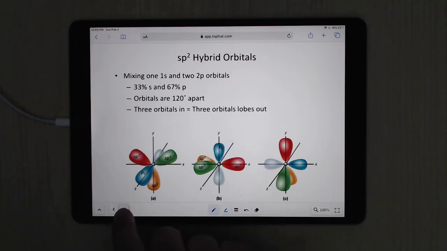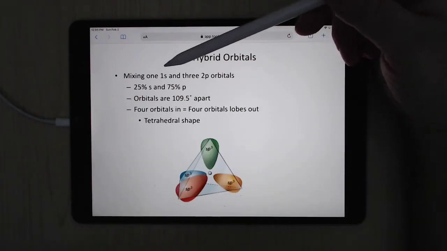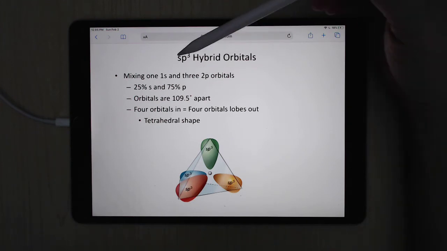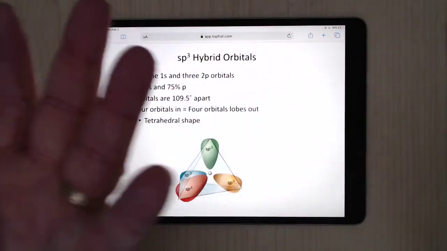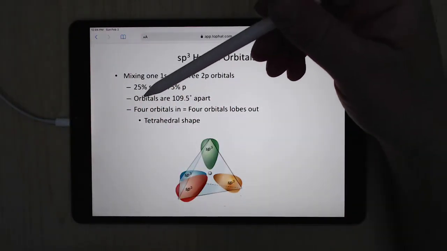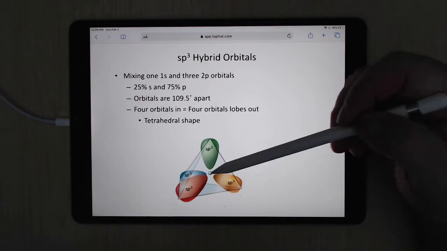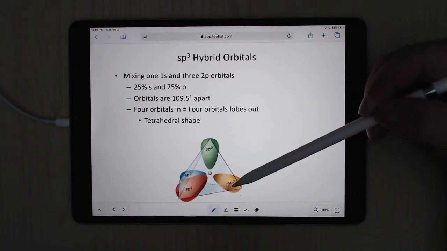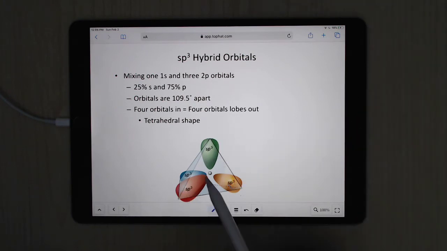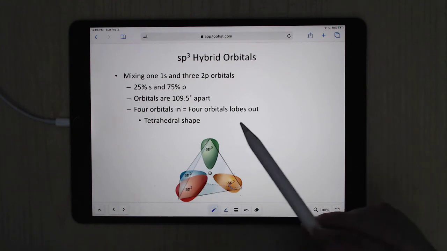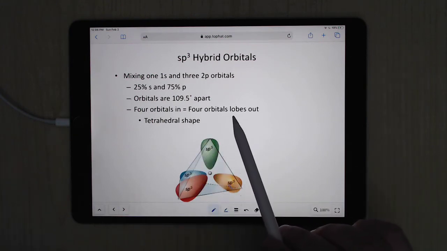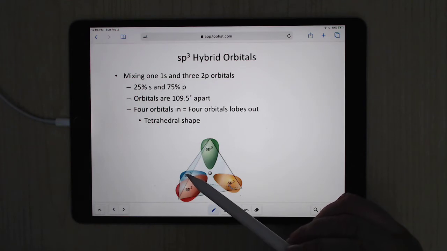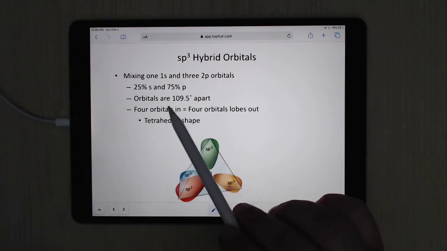And if we combine one s orbital with all 3 of the p orbitals, now we get an sp3, so s, p, p, p, sp3. So now the orbitals are 109.5 apart, and like these guys here, the green and the yellow are going to be in the plane. This red one is coming out at you, and the blue one's going behind to make a tetrahedron. We're putting 4 orbitals in, so we better get 4 lobes out, right? 1, 2, 3, 4. And it turns out that's a tetrahedron shape with 109.5.